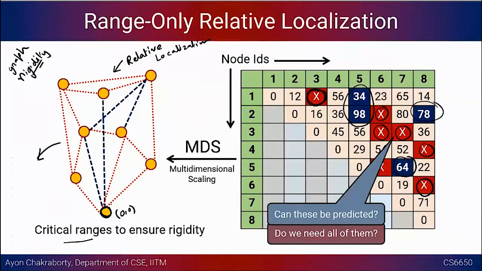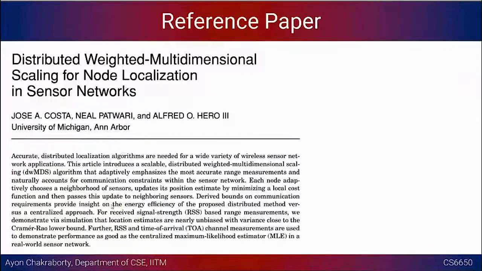Okay. So this is one reference paper, right? If you want to get into the details about how relative localization works, in particular, how the MDS algorithm could be applied in order to construct the relative topology, you can refer to this particular paper, right? This is a highly cited paper, and this also has some tutorial content so that you understand the technique.